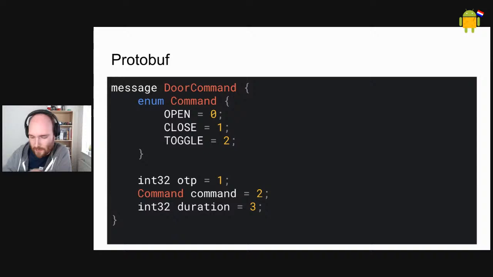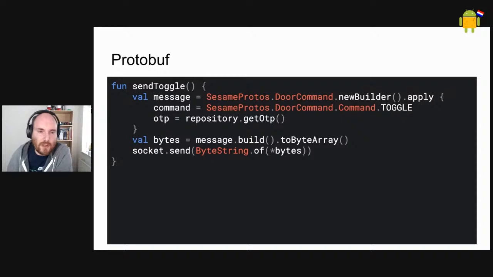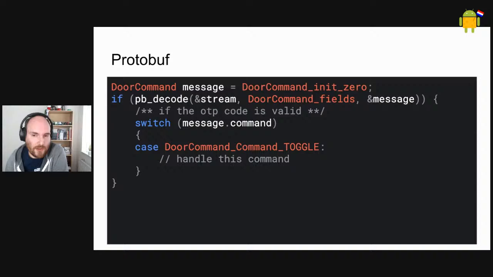So using that protocol buffer code, it generates some code. On the Android side, it generates a class containing all of your messages. In my case, that class is called SesameProtos. For obvious reasons, my project is called Sesame. And then you have your door command, which gives you a builder. In that builder, you just set the fields that you need, right? And it's all generated code. And then eventually you convert that message to a byte array and you send it off over a socket, or you can save it to disk, or you can do whatever with the protocol buffer. It's very versatile.